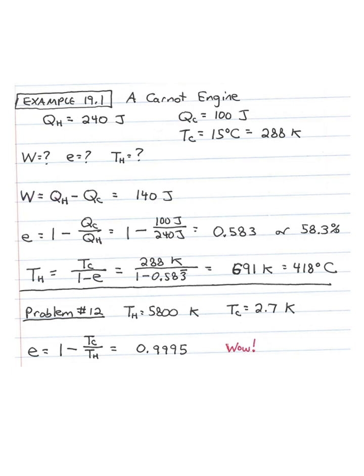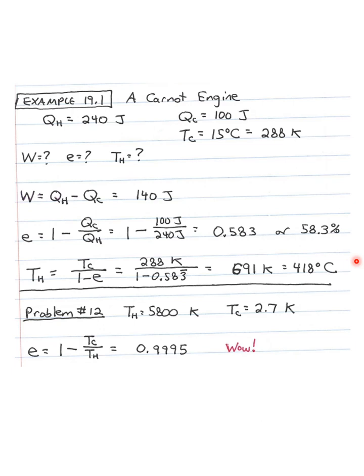Well, I'll use conservation of energy, that work is Q sub H minus Q sub C. So 240 minus 100, and that's 140 joules. Efficiency is 1 minus Q sub C over Q sub H. So 1 minus 100 over 240. And we get 0.583, or we could say 58.3% efficient.